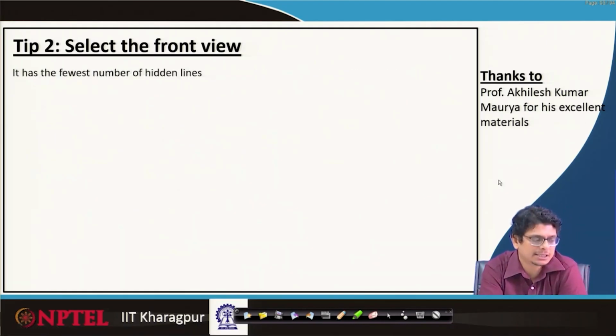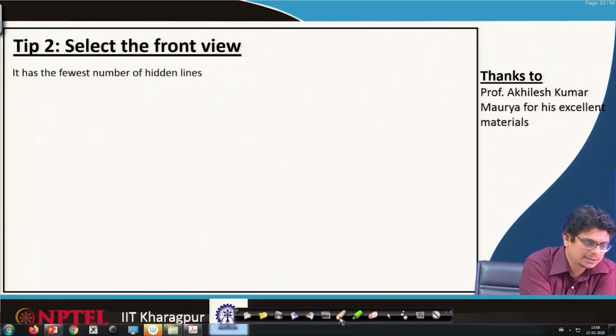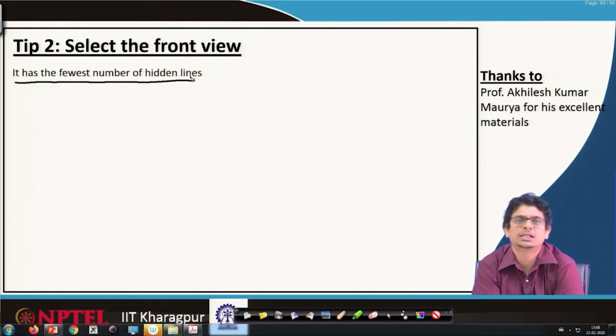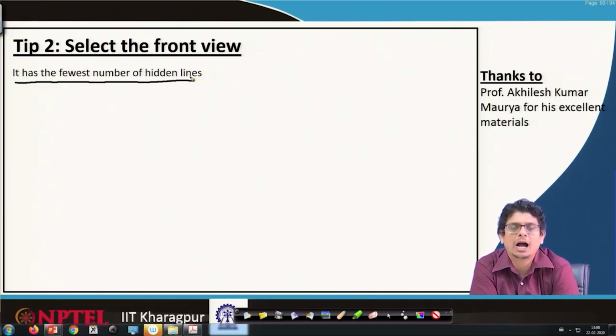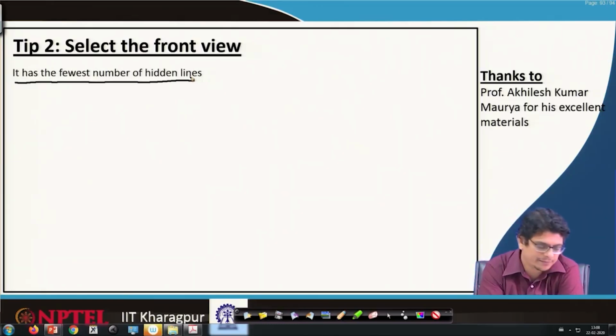The second tip is, it has the fewest number of hidden lines for the front view. So, as many small hidden lines as possible we should bring to that front view. That way also we will be in a position to fully explore that view for the front.